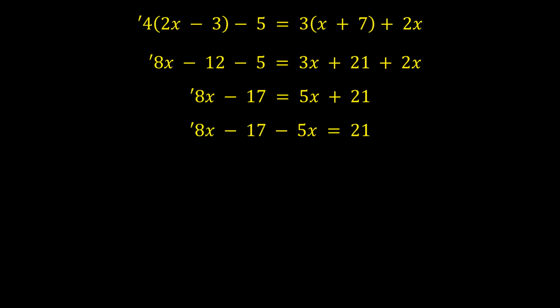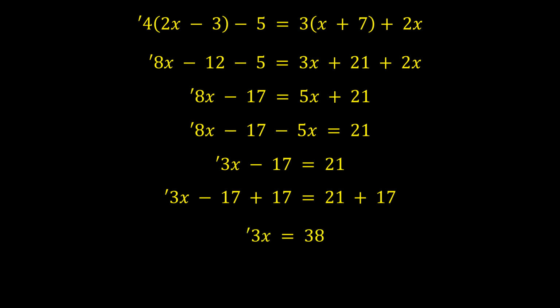Subtract 5x from both sides so that all x terms come to the left side. Simplify 8x - 5x to get 3x. Add 17 to both sides to remove -17 from the left side. 21 + 17 equals 38.